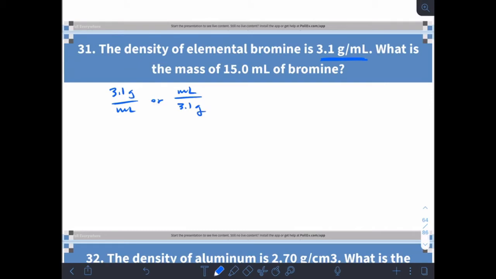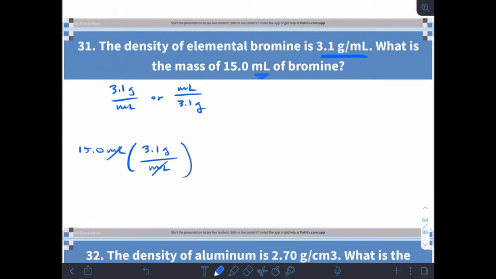Right? So I'm dealing with milliliters as my given information. So everything works out just fine. So I'm going to start with that because my given information is the same units as what are in the density. Okay? So I'm going to write a conversion factor that puts milliliters on the bottom. So I'm going to choose the one that looks like this. My milliliters will cancel, and we should get an answer that is 46.5 grams.